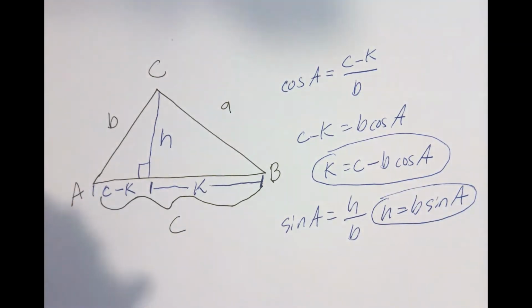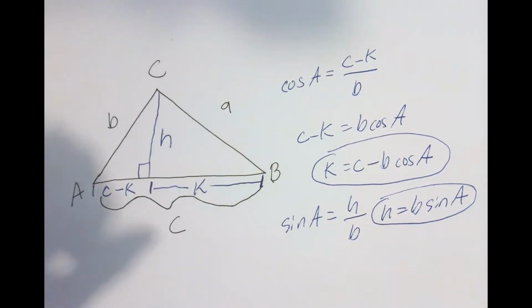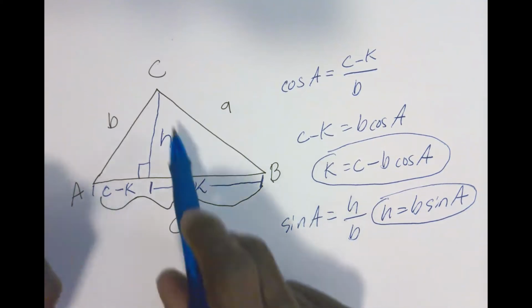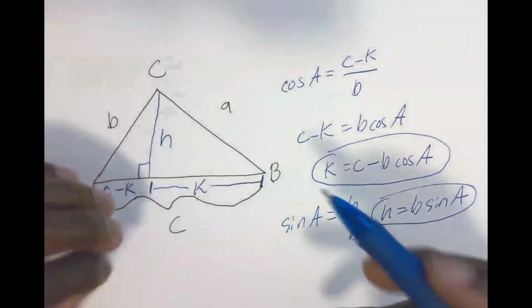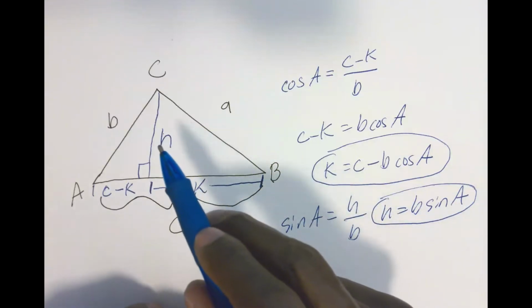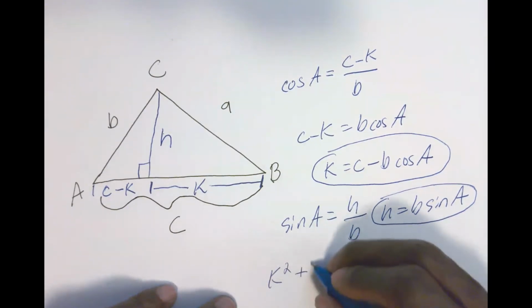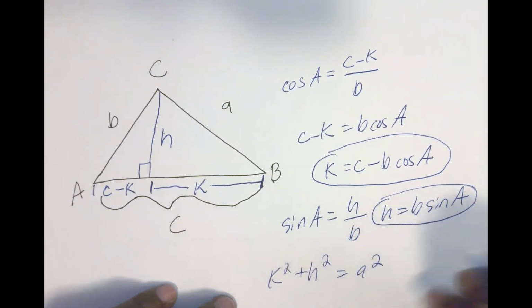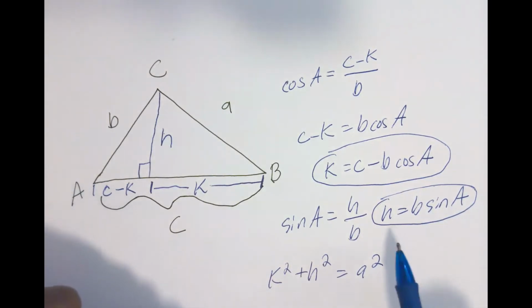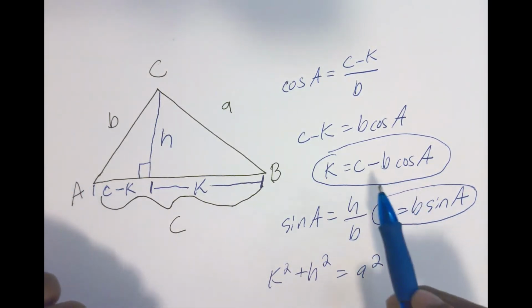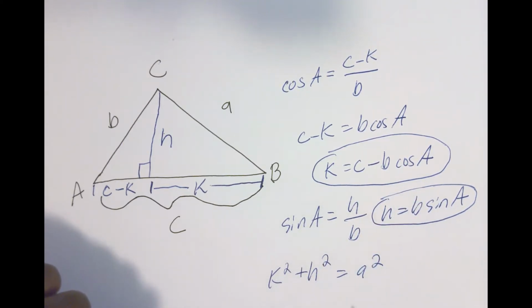Now, I mentioned I'm trying to get a formula for A, so I'm going to do something that utilizes side A. And so what I'm going to do is the Pythagorean theorem. So this indeed is a right triangle. The Pythagorean theorem tells me that K squared plus H squared equals A squared. Now what I'm going to do, and you see these guys circled, is substitute for K, C minus B cosine A, and substitute for H, B sine A, and then simplify the expression and see what beauty follows.